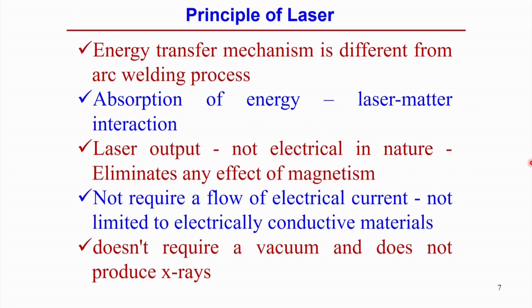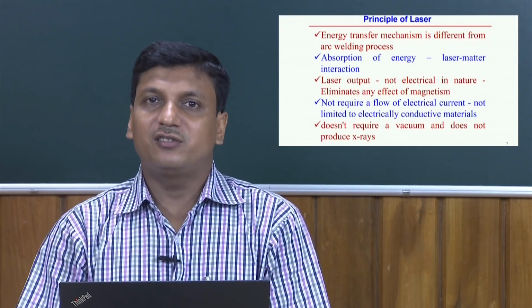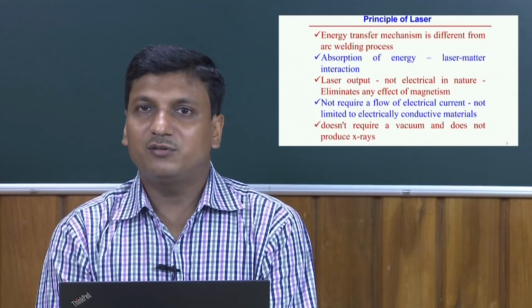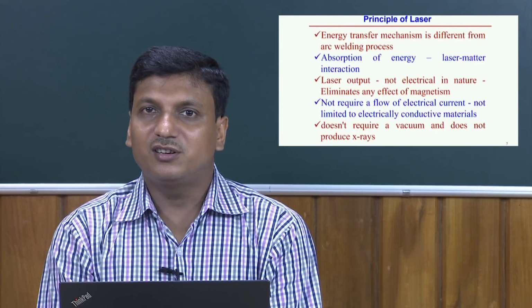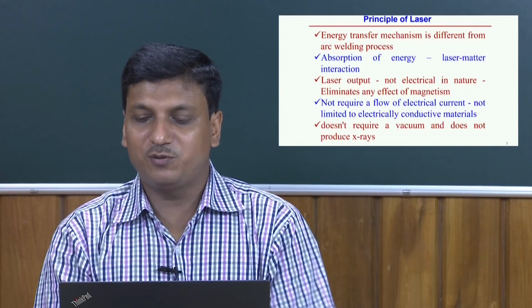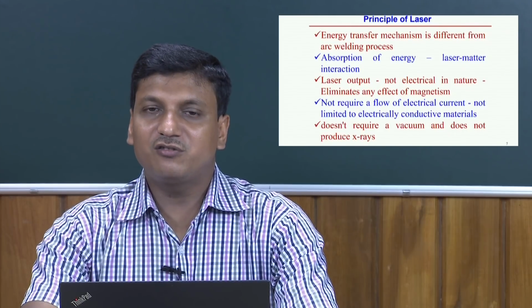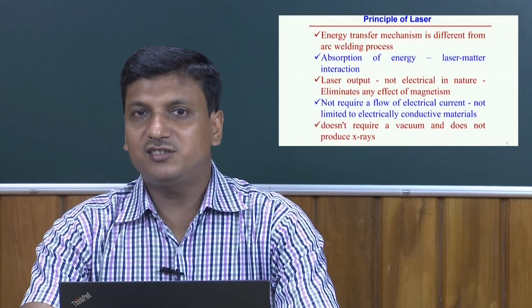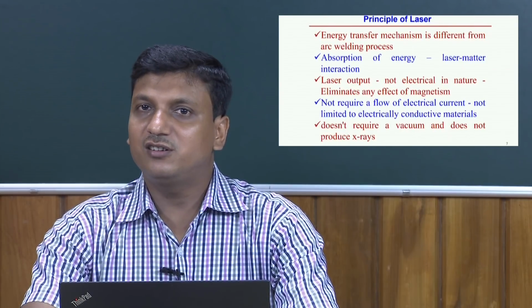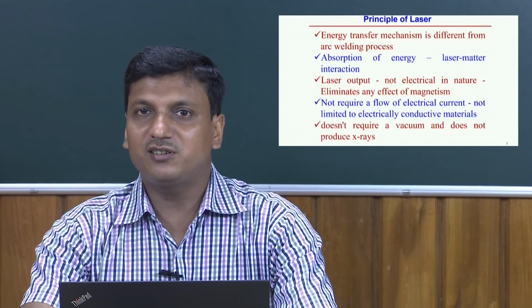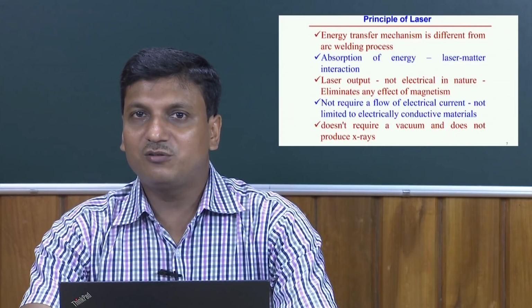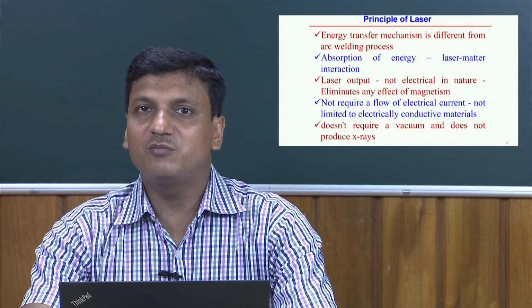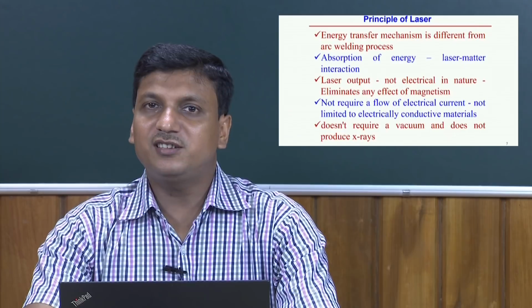Now, another advantage of the laser welding process is that it does not require a vacuum, and also it does not produce any X-rays like the electron beam welding process. So, laser welding can be done without a vacuum, but normally in laser welding we use a shielding gas to protect the molten metal from the outside atmosphere. So, these two advantages, that it does not require a vacuum and does not produce X-rays, are typically advantageous with respect to the electron beam welding process. And in that sense, the cost of the laser welding process is less as compared to electron beam welding.